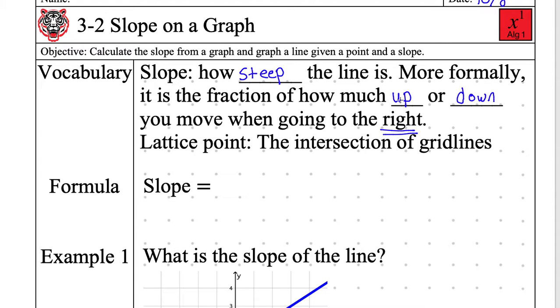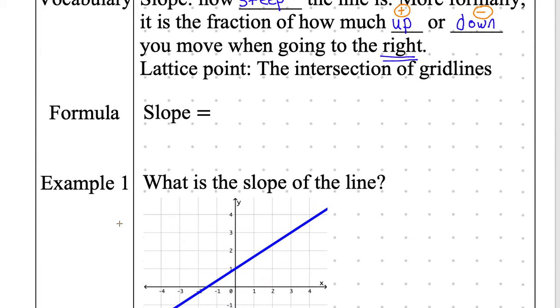And then if you're going up, it's going to be a positive. I'll put this multiple times. If you're going up, it's going to be a positive. And if I'm going down, it's going to be a negative. As long as I'm moving to the right, that means I'm starting on the left-hand side and I'm moving towards the right-hand side of the line.